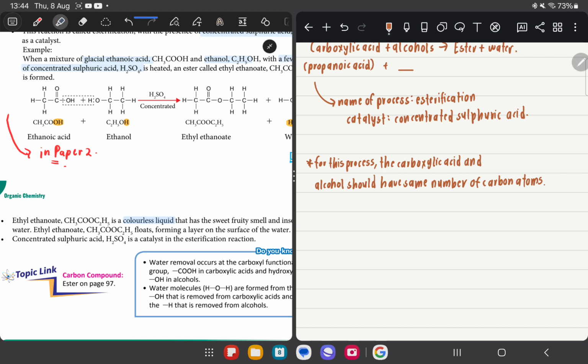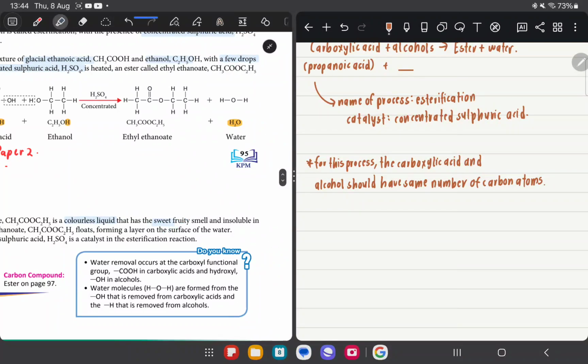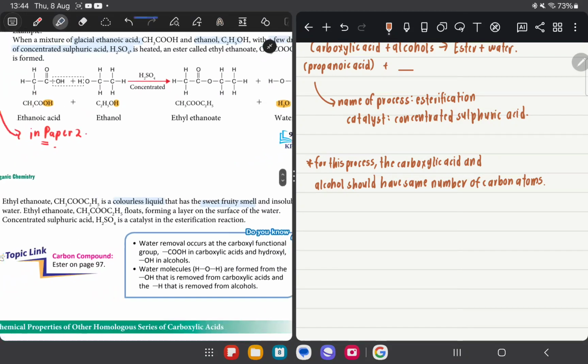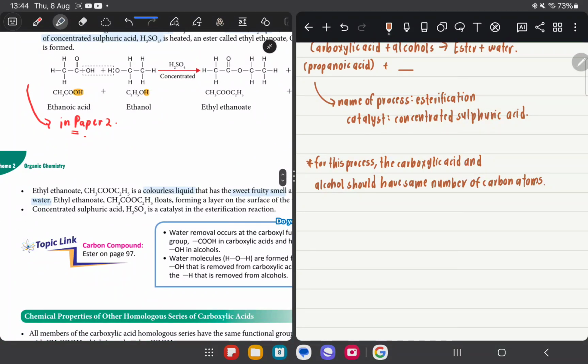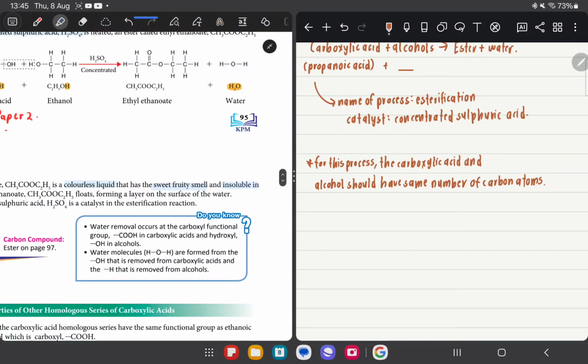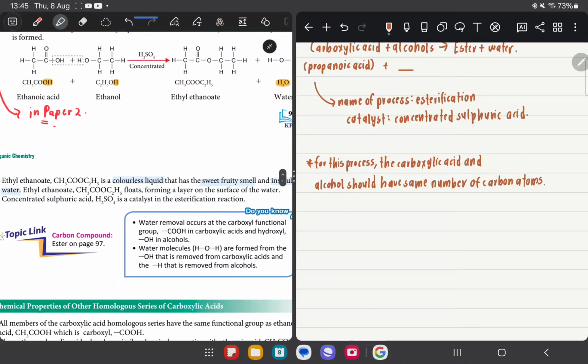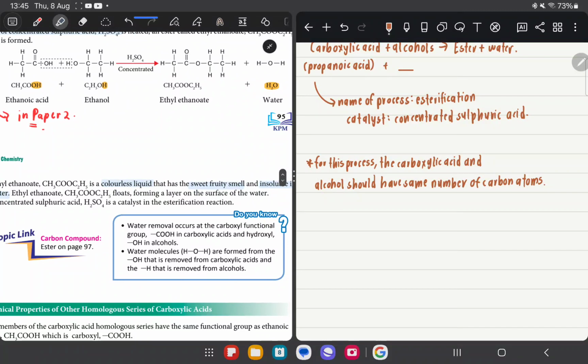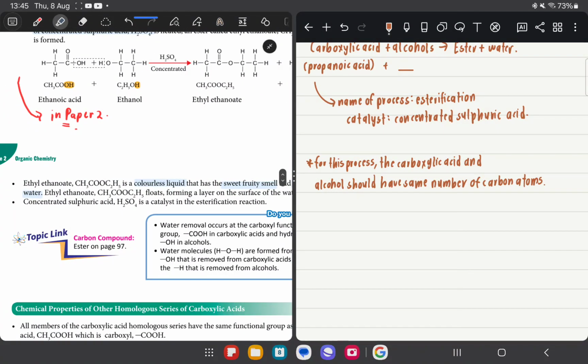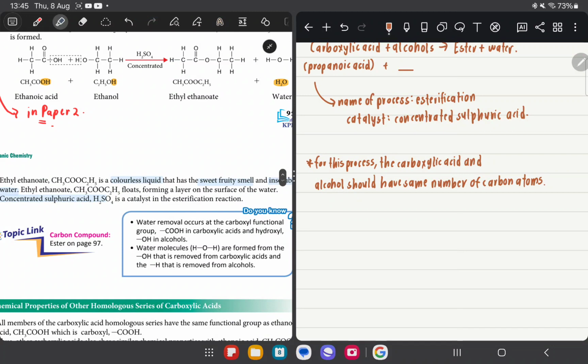It is a colourless liquid and has a sweet fruity smell. Memang esters memang macam bau buah. And insoluble in water. Ni semua properties dia you kena highlight, can be asked in paper 1. And ethyl ethanoate floats, forming a layer on the surface of water. So dia akan terapung lah in water. It's another thing. Concentrated sulfuric acid, H2SO4, is a catalyst in this reaction. Okay, so itu wajib tahulah.